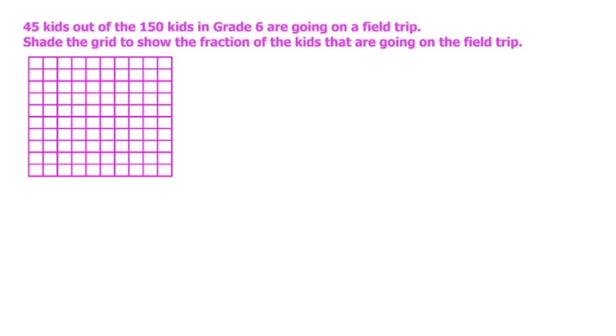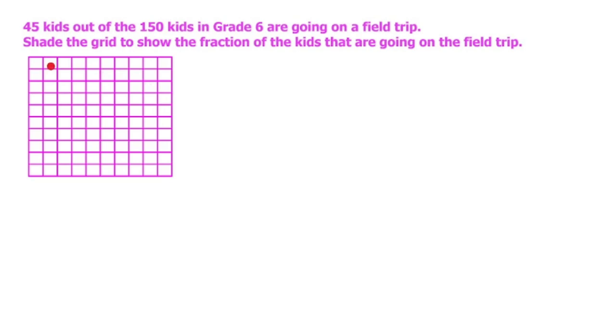In this lesson, we're going to work on a percent problem and we're going to use a grid to help us solve it. So if we have a problem like this that says 45 kids out of the 150 kids in grade 6 are going on a field trip. Shade the grid to show the fraction of the kids that are going on the field trip.